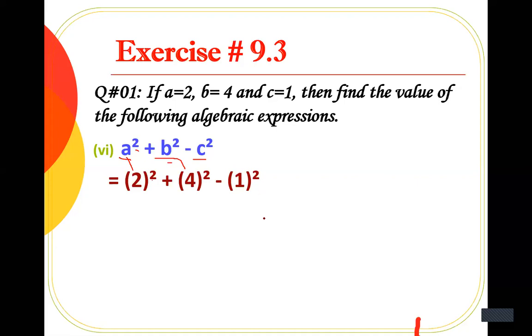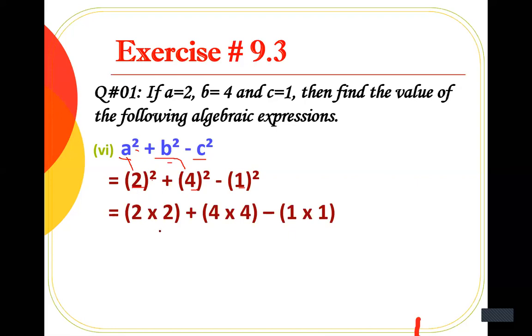Now what you have to do here, you have to open these brackets. How will you open it? You know, 2 raised to the power 2 means you have to multiply 2 by itself 2 times. Here 4 raised to the power 2 means you have to multiply 4 by itself 2 times, and 1 as well 2 times, not with 2. So this is the way to multiply it, or this is the way to open your bracket.